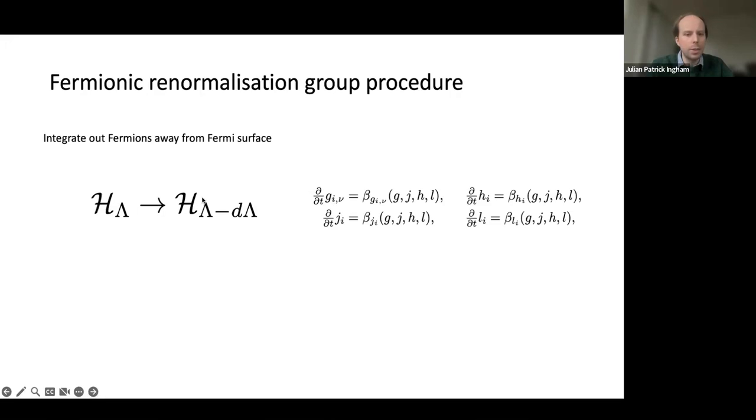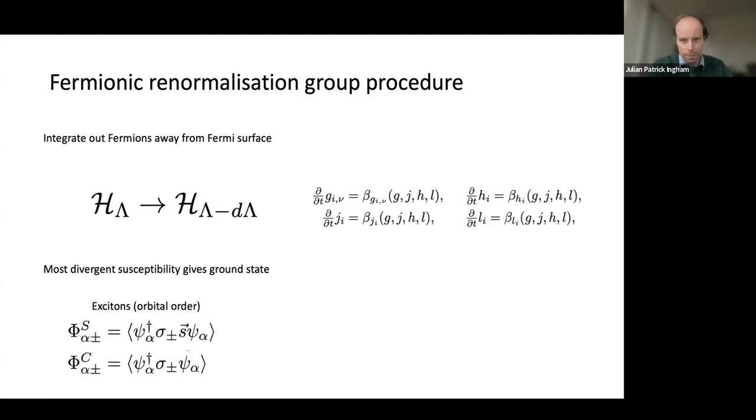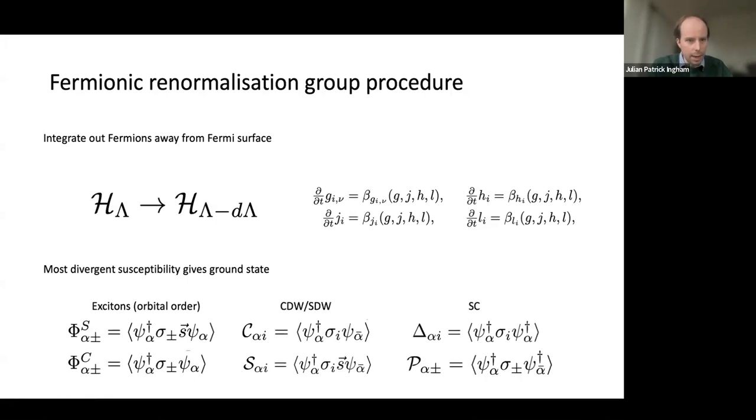And then as we do this, we track how the susceptibilities towards various order parameters evolve. And if a susceptibility diverges, it means that the system is unstable towards forming an ordered state with that order parameter. The one which diverges the fastest is the dominant ground state. So we take our possible order parameters on the previous slide, and we get a set of flow equations similar to the ones for the couplings that tell us how the susceptibilities of these order parameters evolve.